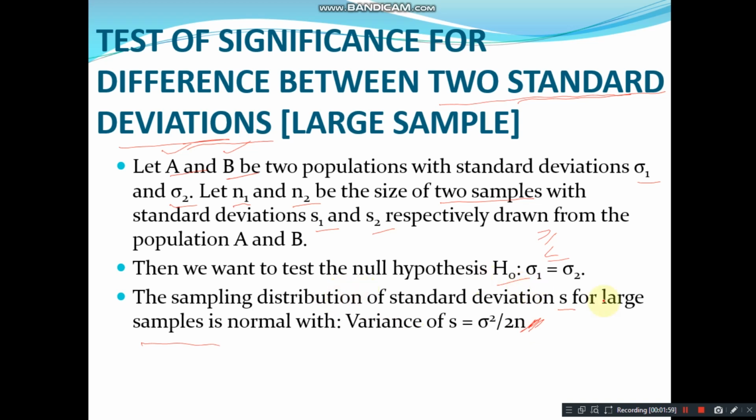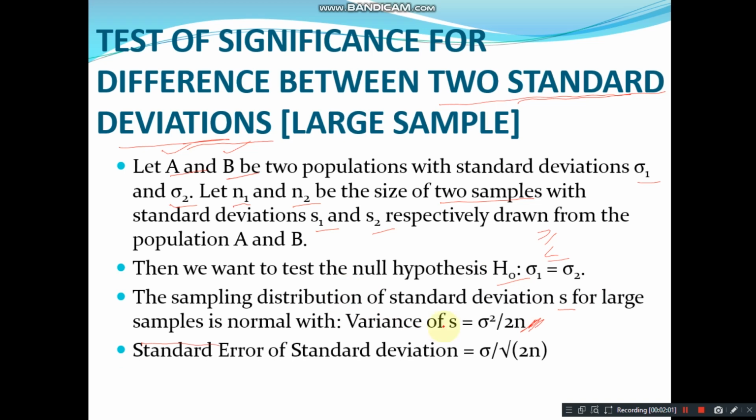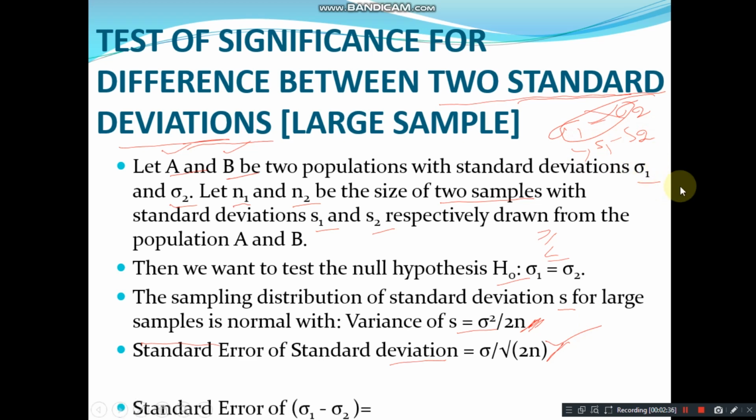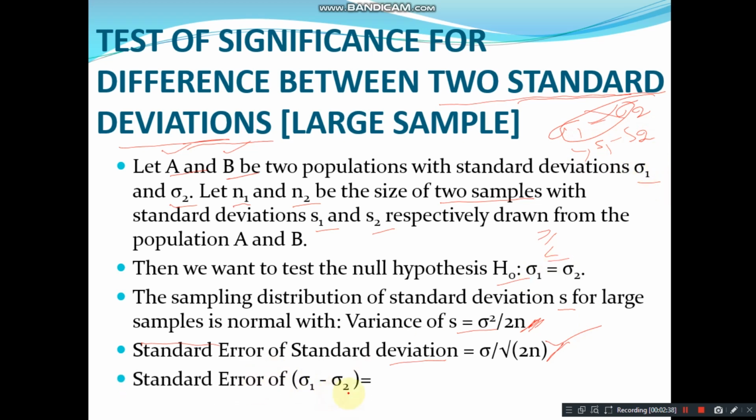But what is the variance for that? Standard error of standard deviation. This is for the variance, and in the same way for the standard deviation, sigma by root n. This is for a single standard deviation. If there are two standard deviations, their difference is, suppose we take sigma 1 minus sigma 2, sorry, this is for the population. For samples we need to take S1 minus S2. For this S1 minus S2, you take the sampling distribution and find its standard deviation. You will get the standard error of sigma 1 minus sigma 2.